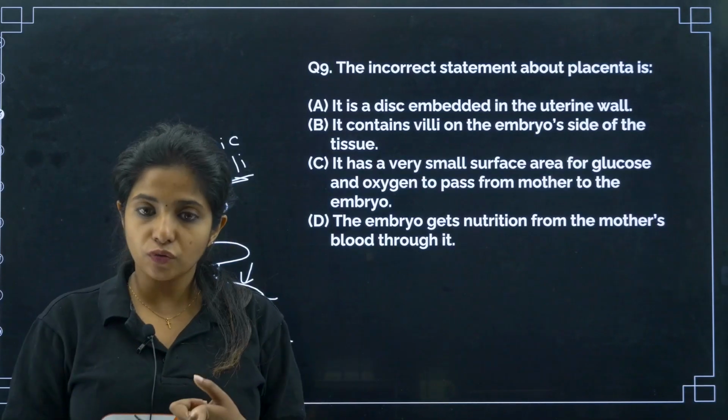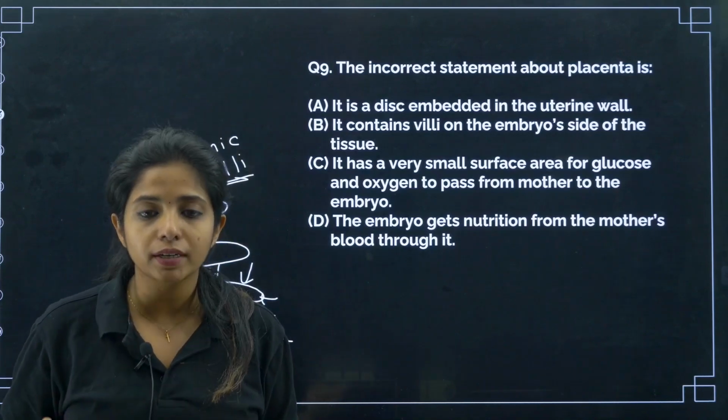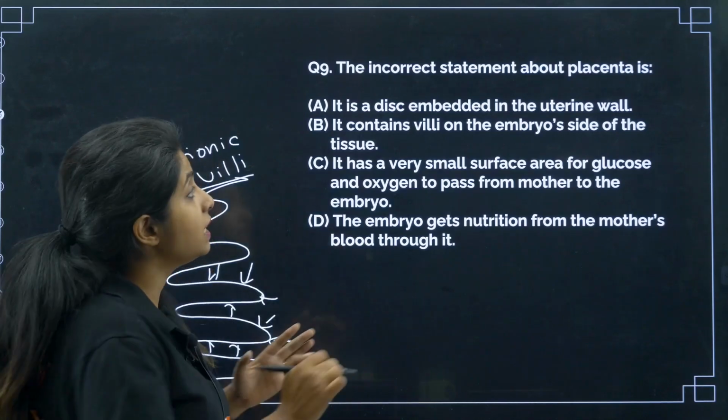Now apart from exchange of gases, what does this placenta do? Placenta also helps in removal of unwanted stuff from the baby's body, the waste materials from the baby's body. Cool. Now we have to find the incorrect statement.